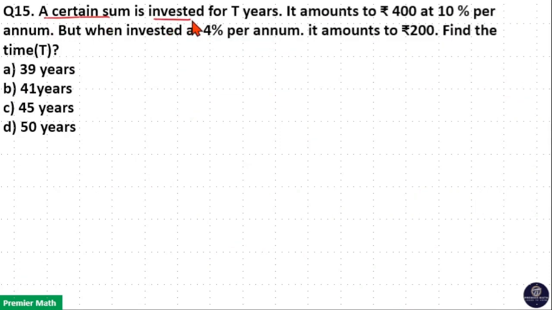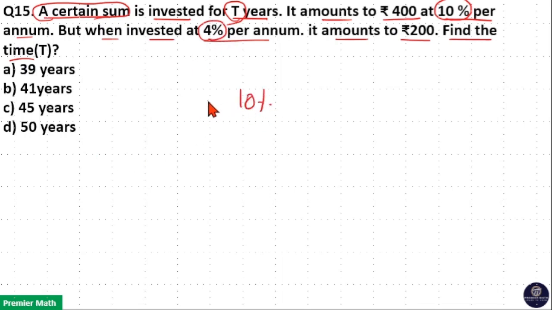A certain sum is invested for T years. It amounts to rupees 400 at 10% per annum. But when invested at 4% per annum, it amounts to rupees 200. Find the time. Here, certain sum means this is the principal. So this principal is invested for T years. Now, the same sum is invested for the same years, but at different rates of interest, that is at 10% and at 4%. At 10% rate, this principal for T years amounts to 400 rupees. But at 4% rate, the same amount for the same years amounts to 200 rupees.